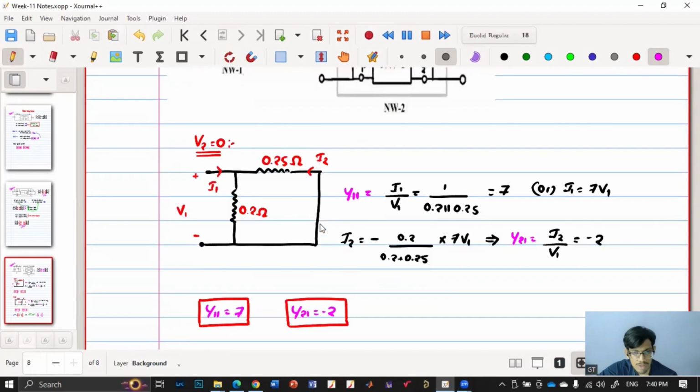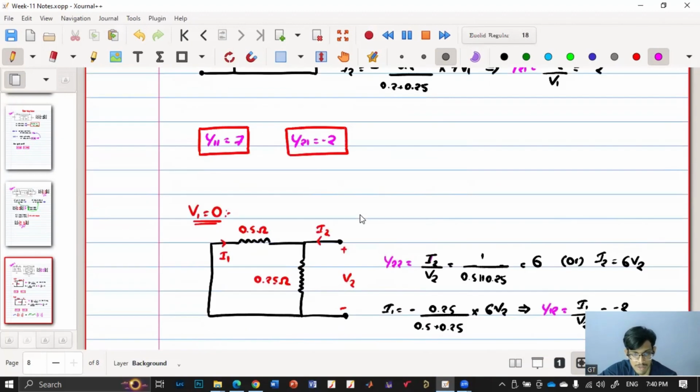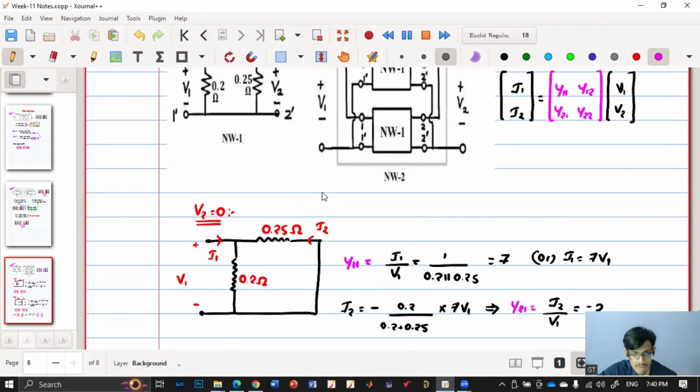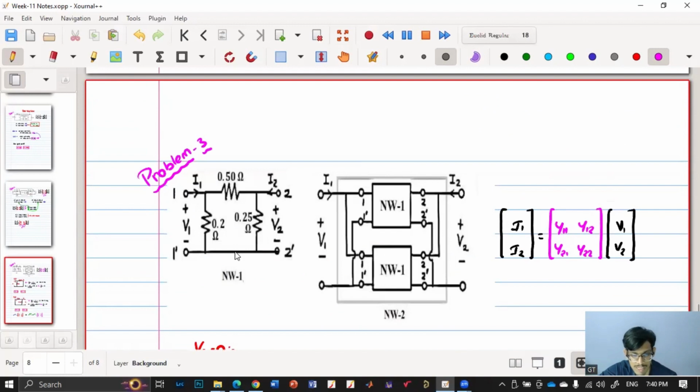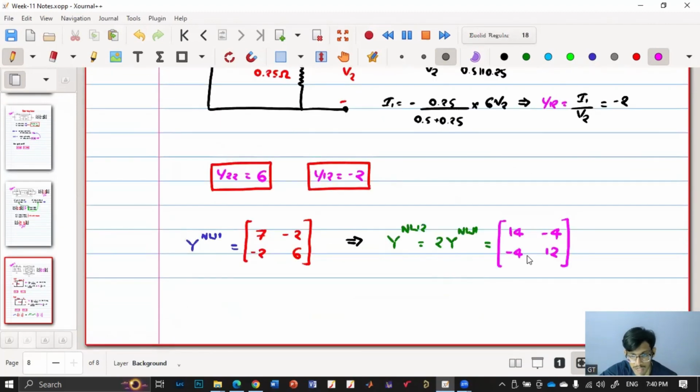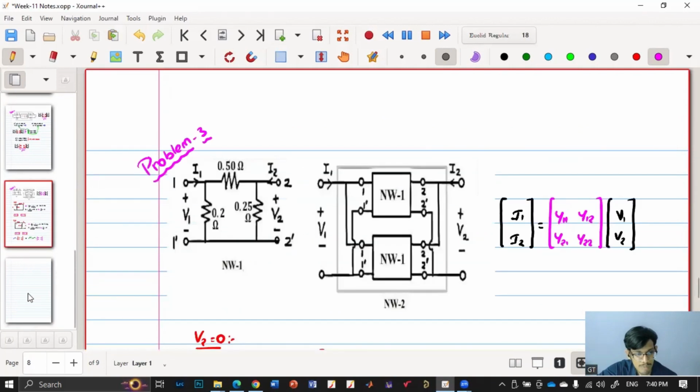So first we have calculated the Y parameters of the given network one, and for network two, it is just two times because it is the summation of the Y matrix of this, and these two are the same. So it is two times the Y matrix of this, which we have done over here, and we directly got the answer. Okay, so this is our problem three.